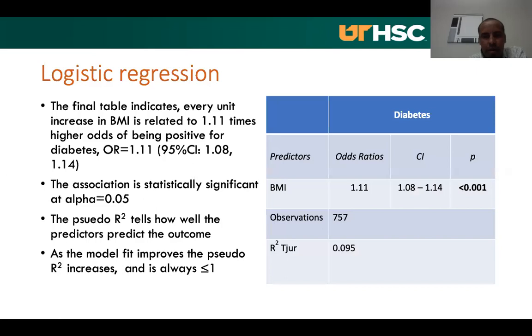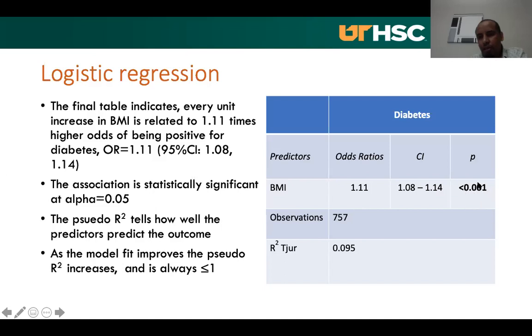So to continue with our evaluation of the logistic regression output, the final table indicates every unit increase in BMI is related to 1.111 times higher odds of being positive for diabetes. And the odds ratio can be reported as OR, which stands for odds ratio, equals 1.11. In the brackets, we have the 95% confidence interval, which ranges between 1.08 and 1.14. And we also have the p-value.